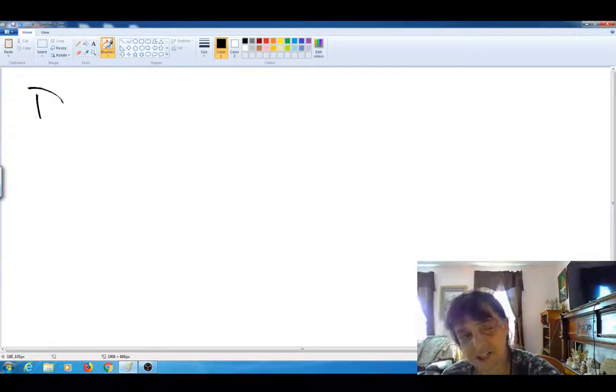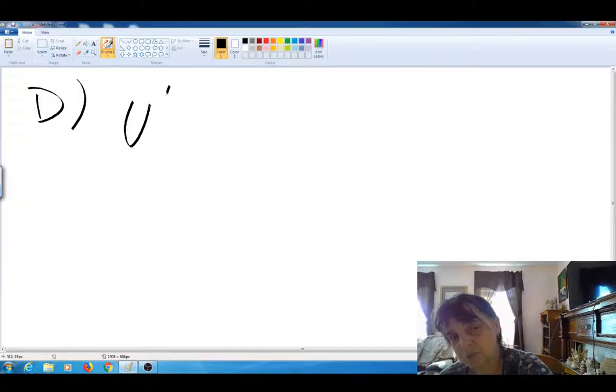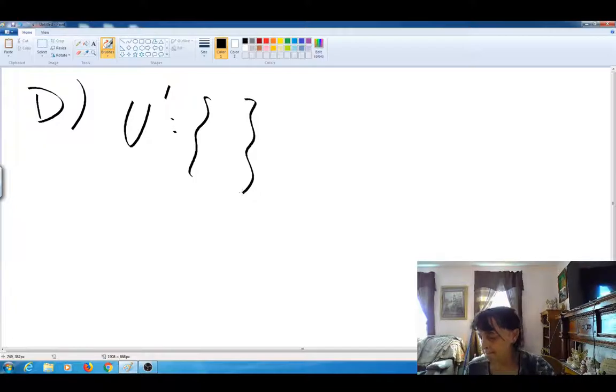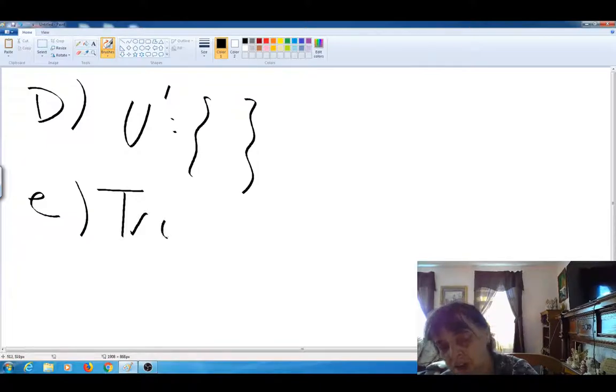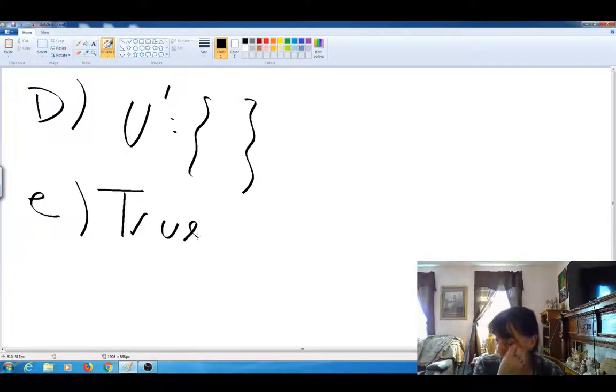Okay, and then part D. For any set, U prime equals the empty set. That is true. E. The number of proper subsets of a given set is 1 less than the number of subsets for the same set. That is true. The number of proper subsets for any set is 1 less than the number of subsets.